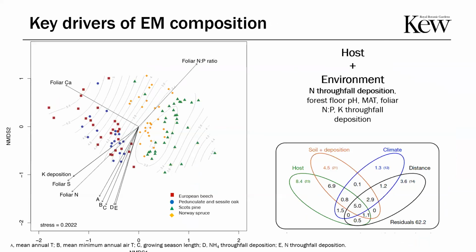So we knew that in oak, nitrogen deposition and soil pH were important. Nitrogen was affecting the diversity of these fungi negatively. This is an ordination, and each of these points is the community composition of each forest site. In yellow is spruce, in green is pine, in red is beech, and in blue is oak.